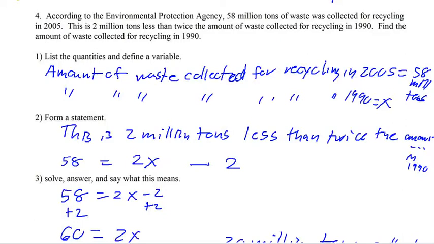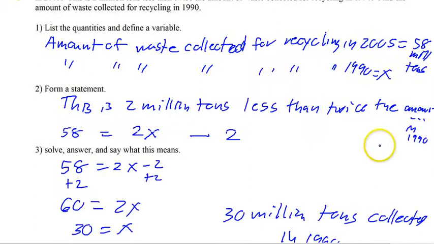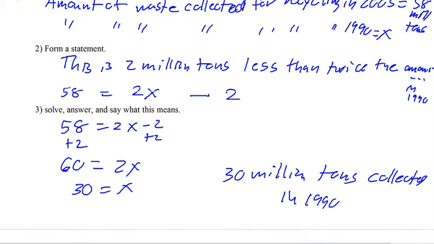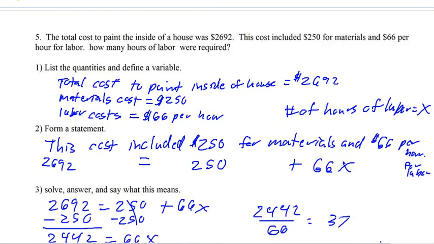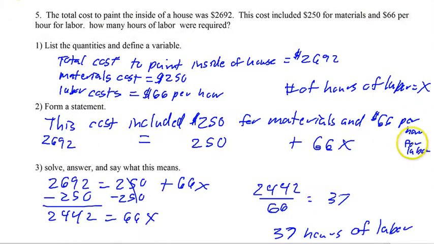Alright, these are the answers. And as you go, you can just hit pause as I scroll them down and look them over and see where you made your mistakes. Remember, in this one it has less than, so it must be switched. It's not 2 minus, it's minus 2. And then same thing here. If you do the translation, it says this cost, that was the $26.92 included. We can say that equals $250 and 66x. Because it's 66 per hour of labor, and the number of hours of labor would be x.